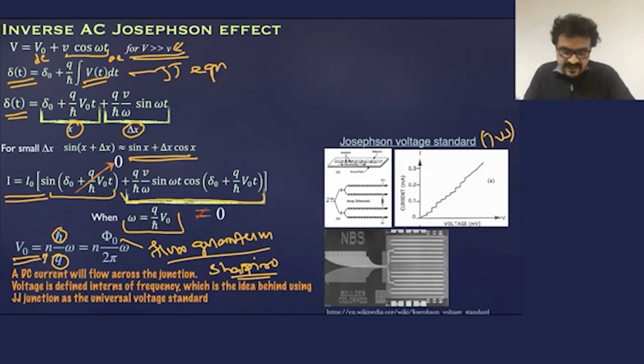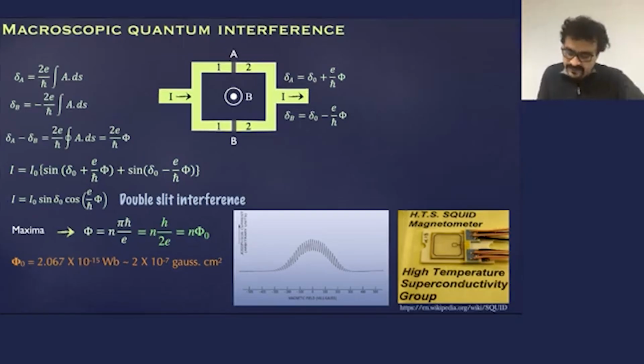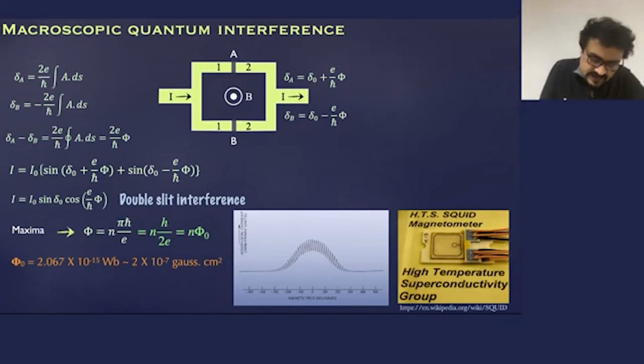Now, let us discuss one more effect which is related to the Josephson effect, called macroscopic quantum interference, or basically the SQUID, the superconducting quantum interference device. In short, it is also called SQUID.